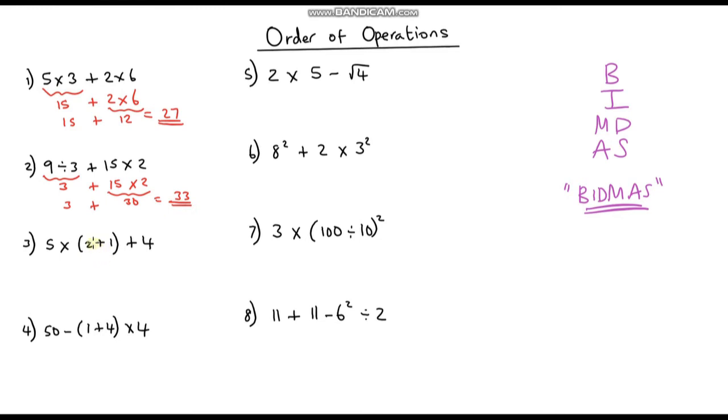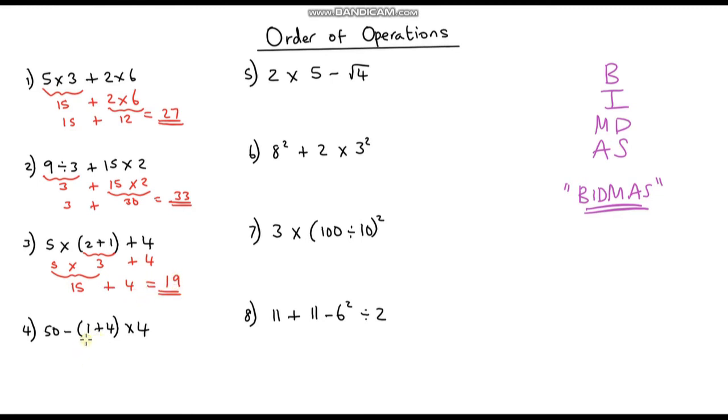Okay, now we do have brackets, so let's evaluate these brackets first. 2 plus 1 gives us 3, so we're left with 5 times 3 plus 4, and now we do the multiplication before the addition. 5 times 3 gives us 15, so we've got 15 plus 4, which is 19.